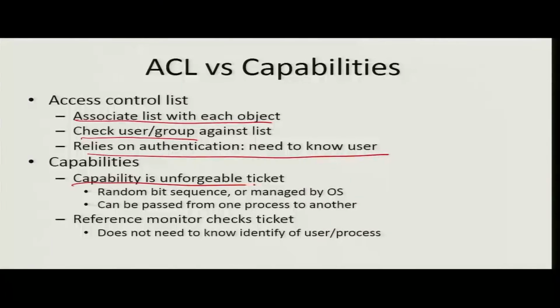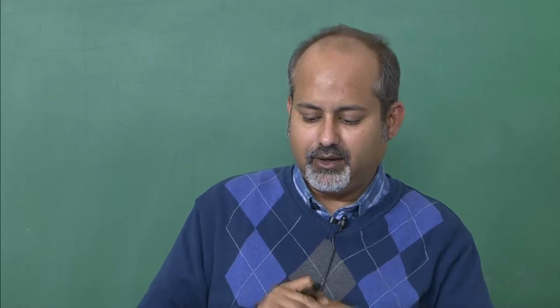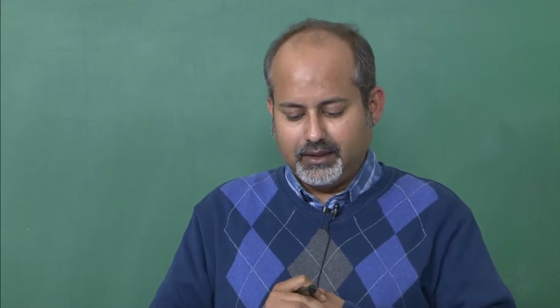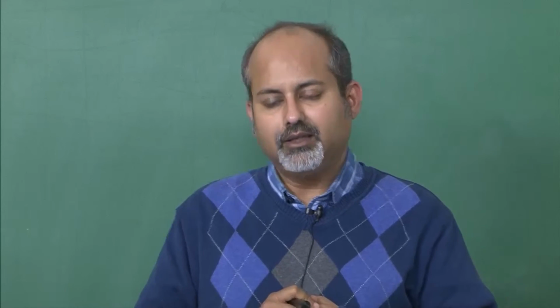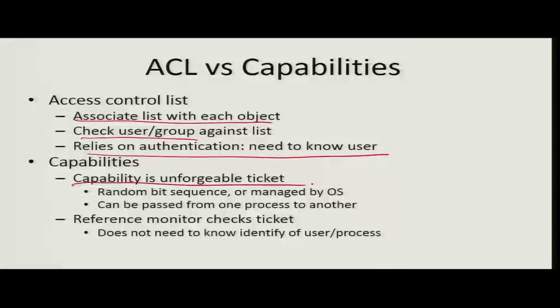Now, capability is an unforgeable ticket. That means it is some kind of digital string, maybe a random bit sequence or managed by the operating system, and it can be passed from one process to the other. The reference monitor checks the ticket and the validity of the ticket, and it does not need to know who the user or process is. As long as you have the ticket, the reference monitor will give you access.